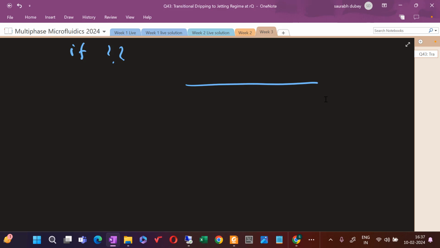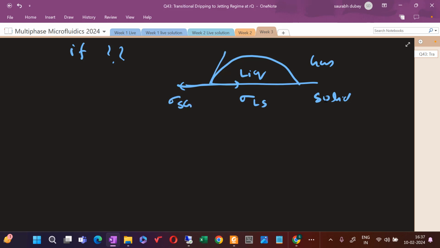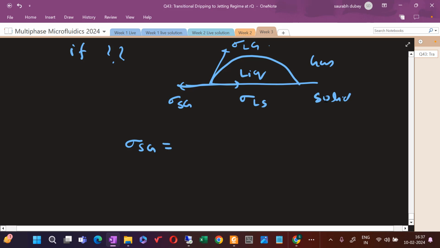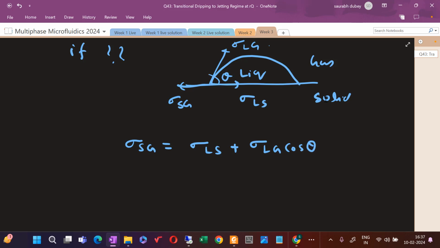So this is the situation. This is the substrate, this is the liquid, gas, solid. Here you had sigma ls, here you had sigma sg, here you had sigma lg. Based on that, you have solved this by horizontal balance: sigma sg equals sigma ls plus sigma lg cos theta.